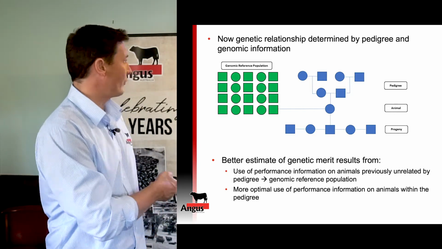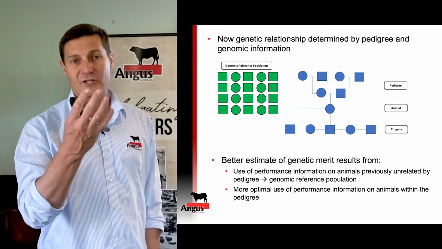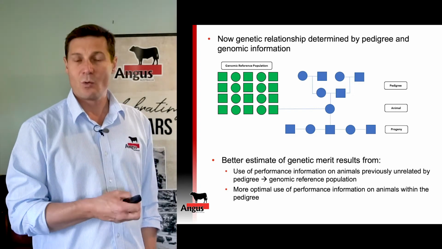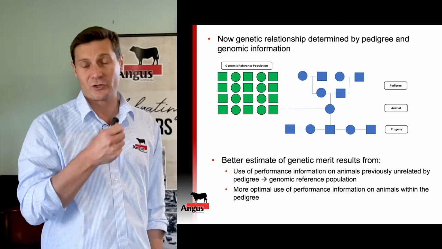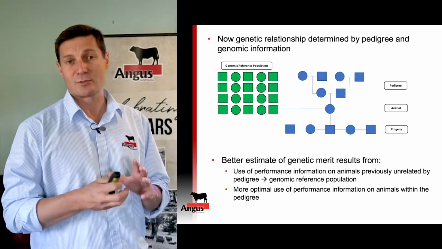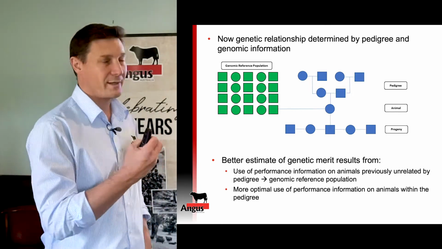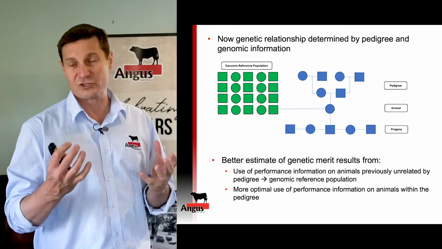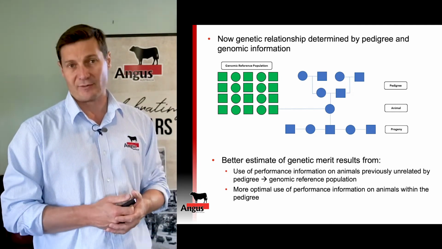We also now, if the animal has DNA and the animals in its pedigree or its progeny have DNA, can more precisely understand what the true relationship is between those animals, and weight the information on those animals more precisely to better predict the breeding value.